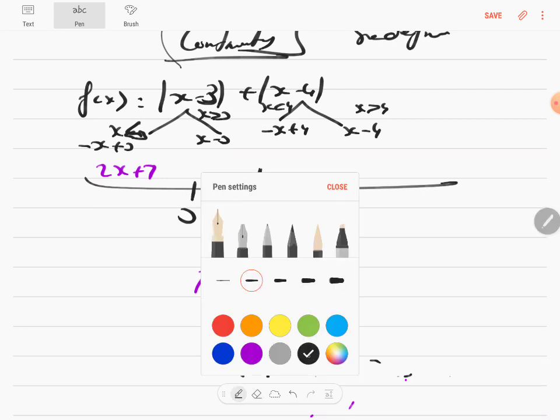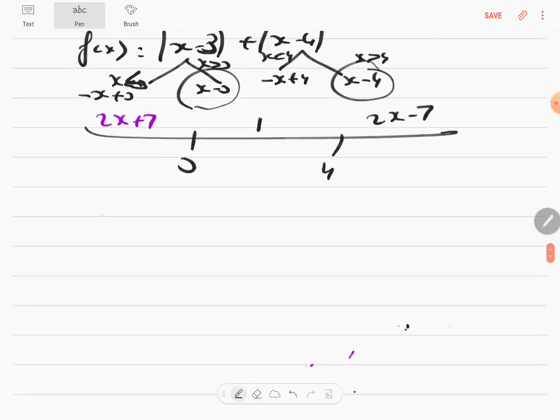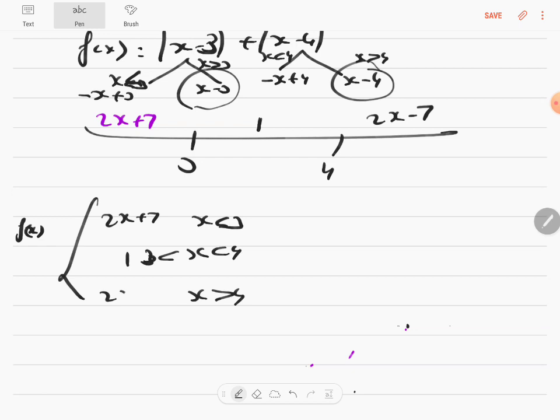So let's go to greater than 4. Greater than 4 means greater than 3 and greater than 4. Greater than 3's formula is here and greater than 4's formula is here. So x minus 3 plus x minus 4 is 2x minus 7. Thus you redefine the function like this. So when x is less than 3, f of x becomes 2x plus 7. The f of x becomes 1 when x is lying between 3 and 4. When x is greater than 4, it becomes 2x minus 7.